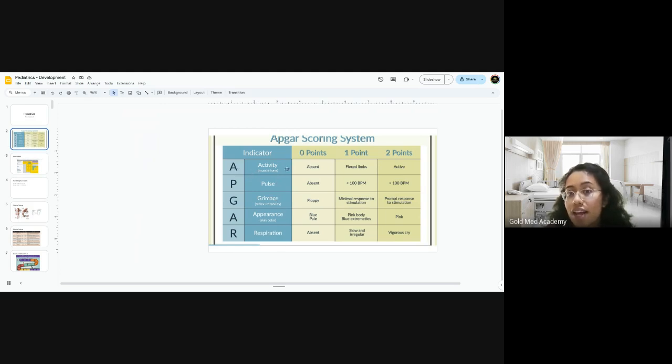A is going to stand for activity. Activity is going to be usually measuring for the muscle tone. So muscle tone, we're looking to see if they are having no muscle tone, which is not a good thing, or they're having super high muscle tone, which can be considered hypertonicity, or having no muscle tone or very low muscle tone can be considered hypotonic or hypotonicity.